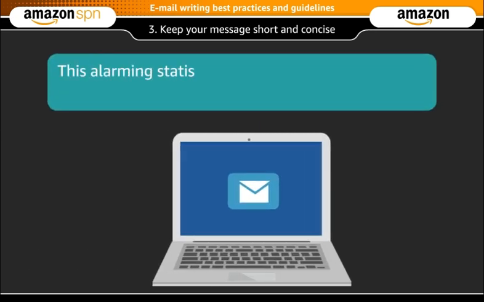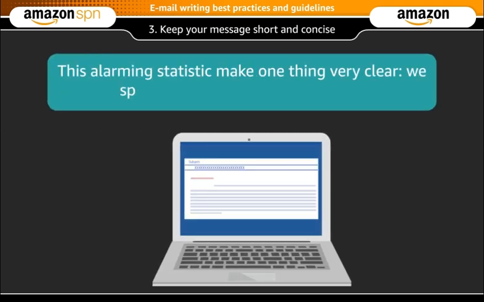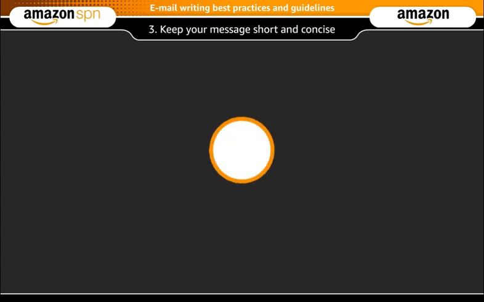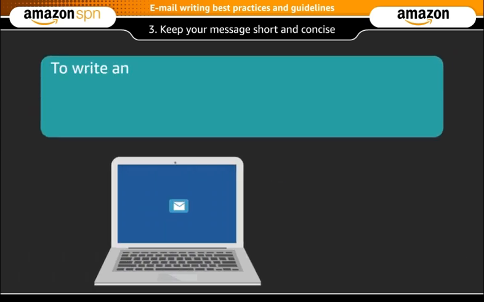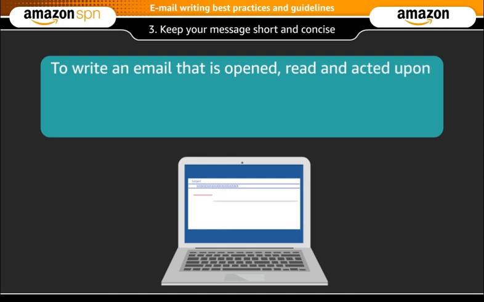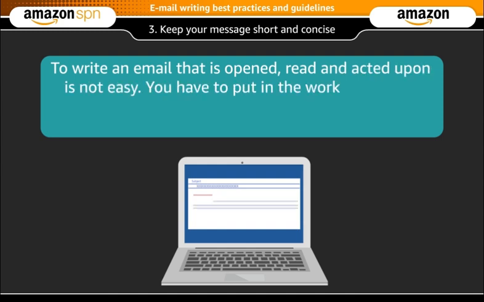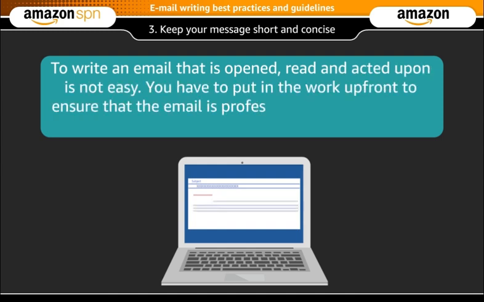This alarming statistic makes one thing very clear. We spend a lot of time reading emails. To write an email that is opened, read and acted upon is not easy. You have to put in the work upfront to ensure that the email is professional, empathetic and easy to read.